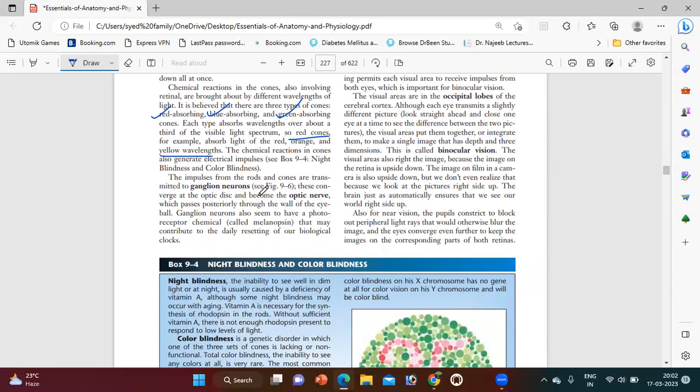The impulses from the rods and cones are transmitted to the ganglionic neurons. These converge at the optic disc and become the optic nerve, which passes posteriorly through the wall of the eyeball. Ganglion neurons also seem to have photoreceptors called melanopsin that may contribute to the daily resetting of our biological clocks.